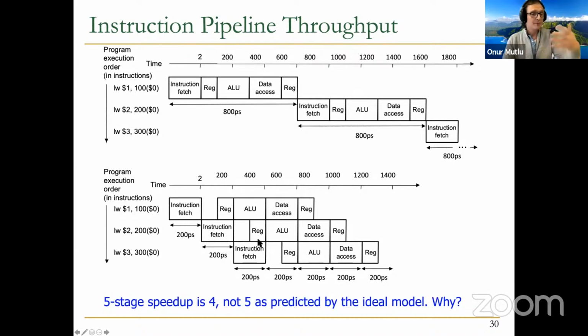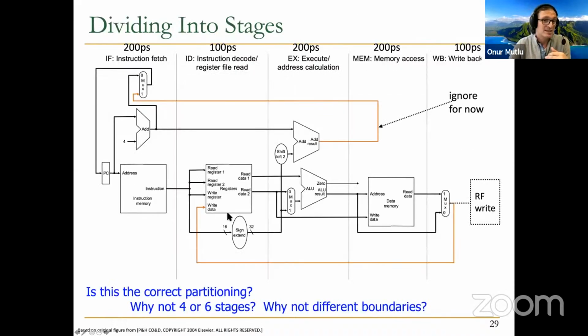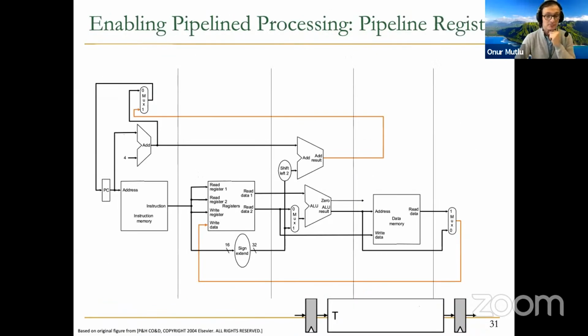If you perfectly divided this 800 picoseconds into 5 stages, your throughput should really increase by 5x. You should really be finishing 1 instruction every cycle, a 5x throughput increase. But no, in this case, we get a 4x throughput increase. You can do the calculation by yourself if you're interested. That's the reason, because the stages are not divided perfectly.